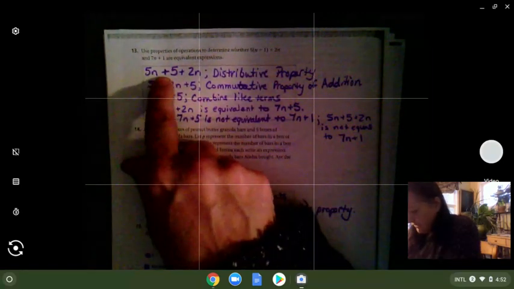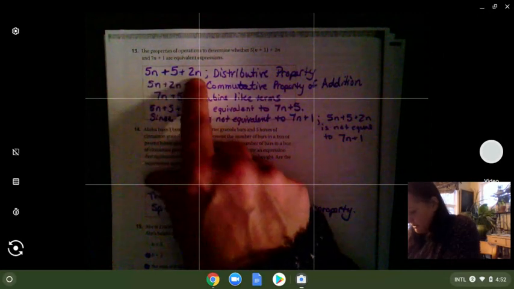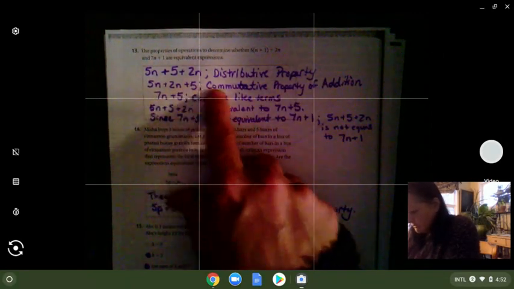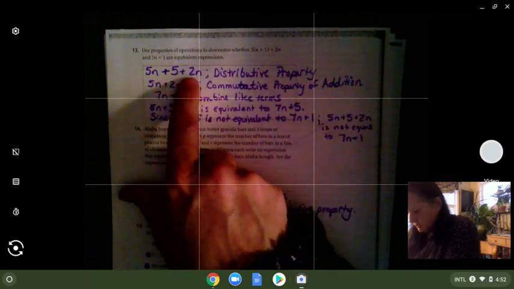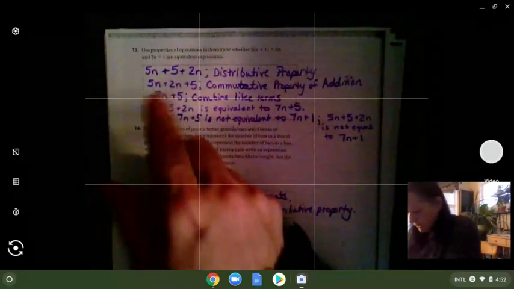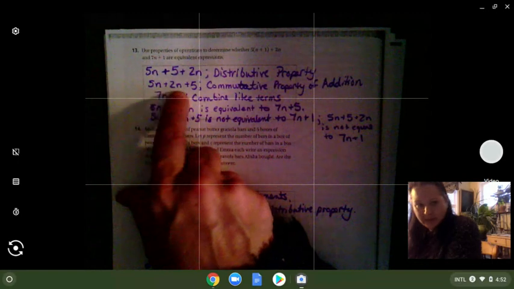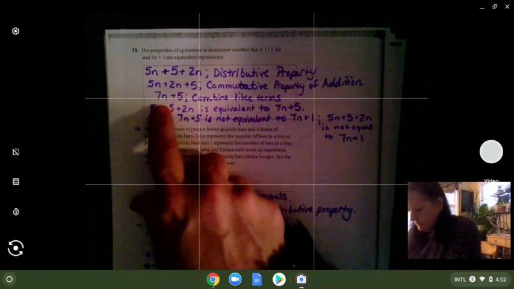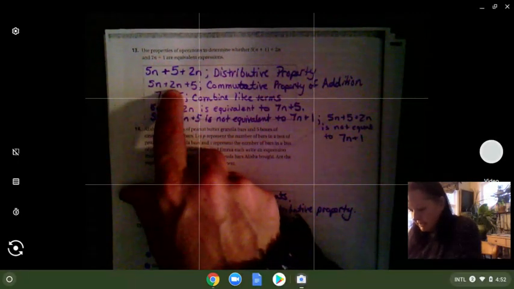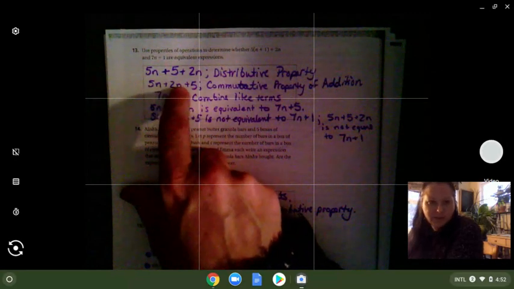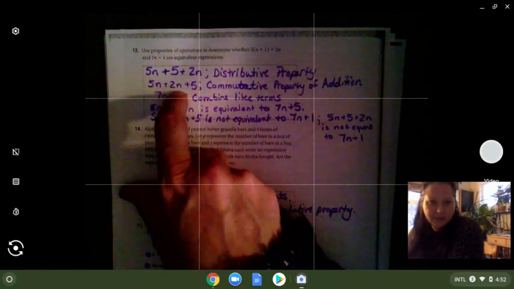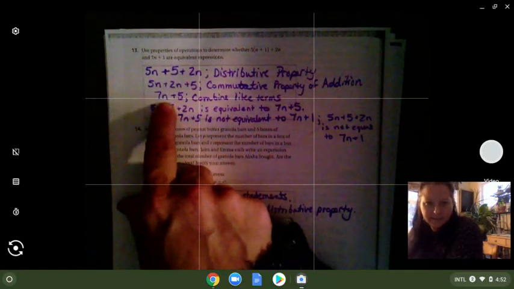So I get 5n + 5 + 2n. That's the distributive property. Then I'm going to use the commutative property of addition to switch them around so that I have my n's right next to each other. Then I am going to combine my like terms, and I can do that using the associative property. 5n + 2n is 7n. That combines my like terms.